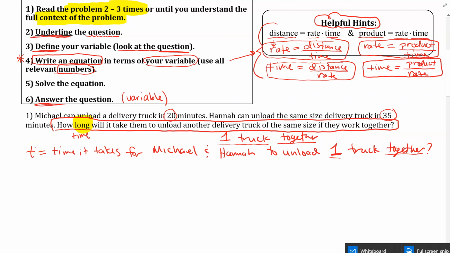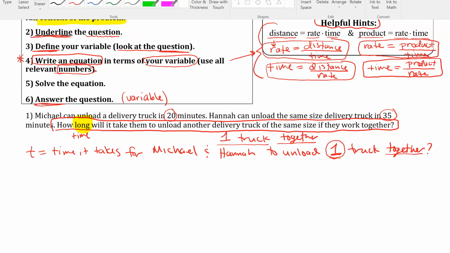That's T. Okay. So I'm going to use the product equals rate times time setup. Now, I'm only looking for how long it will take them to do one truck together. So I'm not going to add products together because I don't want to get like 3 trucks or anything. I just want to know how long it would take them to do one truck. And then I'm not going to add the times together because if I added 20 minutes plus 35 minutes, that would be longer, right? It wouldn't take them longer to work together. It would take less time to work together. So what I'm going to add together are their rates. I'm going to put a little star over here.